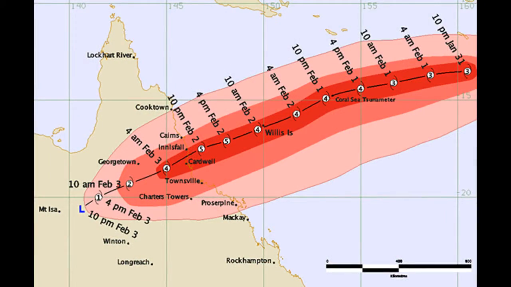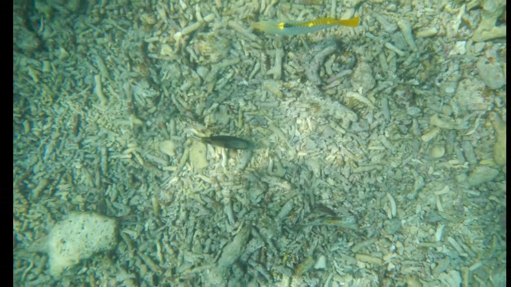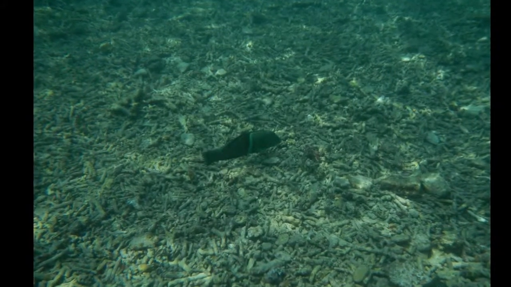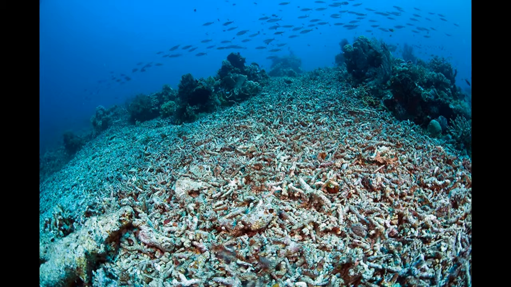Cyclone Yasi hit in 2011 and affected the Coral Sea and the Great Barrier Reef. Yasi was recorded as a Category 5 cyclone with about 13% of the Great Barrier Reef exposed to destructive winds. The impact of Yasi on the Great Barrier Reef was huge, with 36 individual reefs damaged and many more partly damaged.